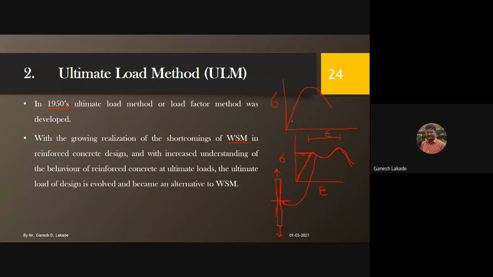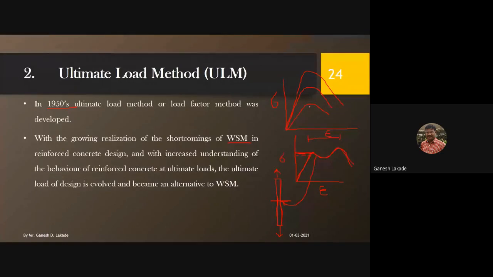These values may increase as per the grade of concrete. For M15 grade, this will be the curve, for M20 this may be the curve, for M25 this may be the curve, but the nature remains the same. This nature is also non-linear. The stress-strain variation is non-linear, and we have to consider this factor.